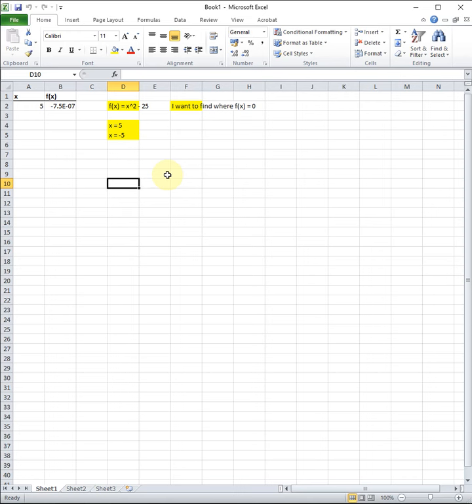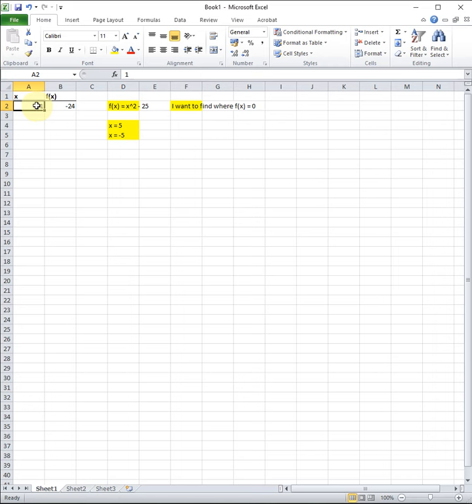It may find one solution, but if your function is a polynomial, for instance, where there is more than one root to your equation, then Solver will only find one. And it's up to you to understand that and then to try and find the other solutions using different initial guesses for Solver in order to get the other solution.